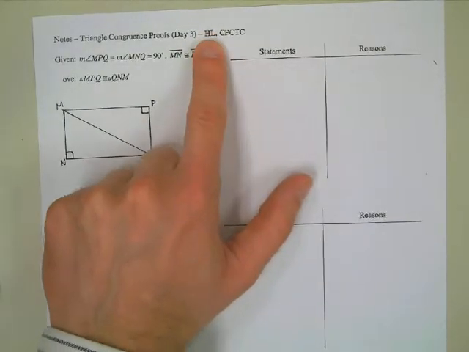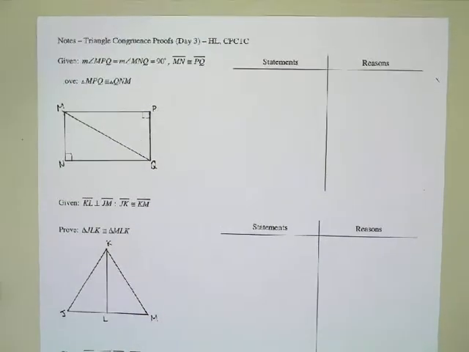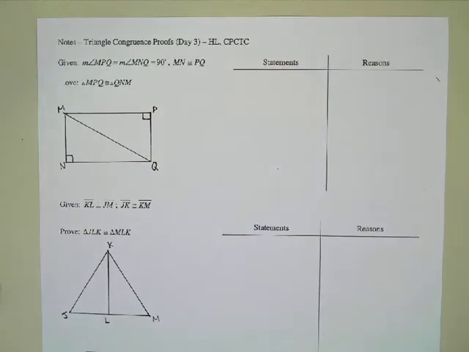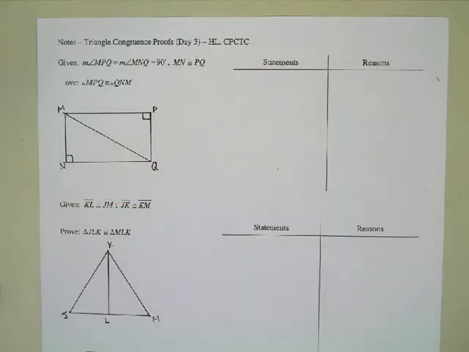Hypotenuse leg is our last triangle congruence, and then we're going to look at something related to triangle congruence called CPCTC, and I'll tell you what that means in just a second. But let's worry first about these hypotenuse leg style problems, okay?